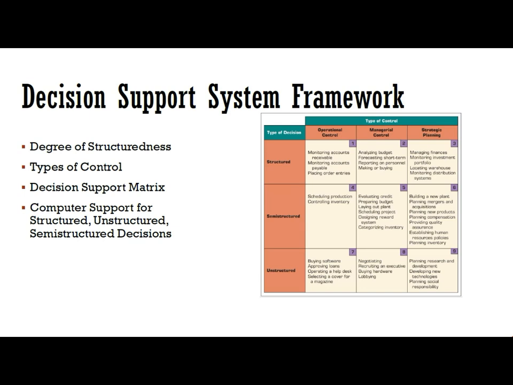The DSS, the decision support system: the framework, degrees of structuredness, type of control, decision support matrix, computer support for structured, unstructured, and semi-structured data. If we look at the chart, type of decision: structured, operational, control, it could be managerial or strategic. Operational is monitoring the assembly line, accounts receivable, accounts payable, pricing. That is at the front-line manager level: scheduling, production, controlling. And unstructured: buying software, approving loans.